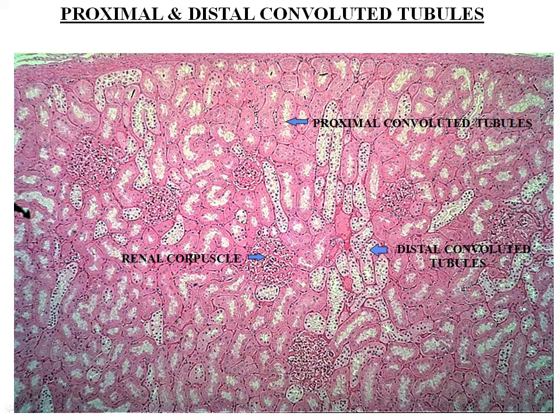So this portion is a glomerulus, and if you try to trace here, all these are the convoluted tubes cut in different planes. So this is a proximal convoluted tubule. Then this lining indicates the distal convoluted tubules, and these are again renal corpuscles.